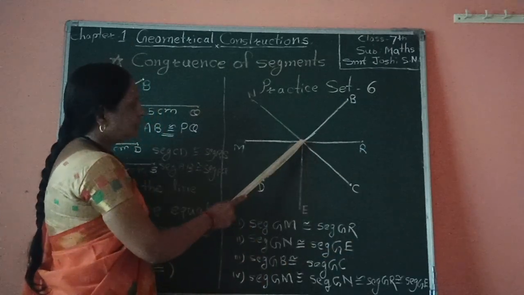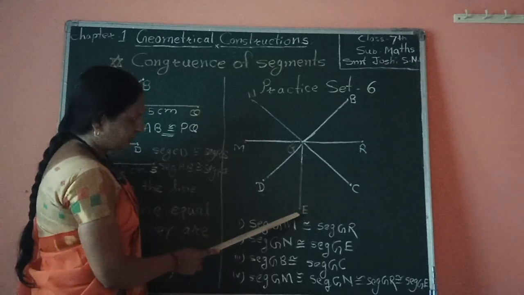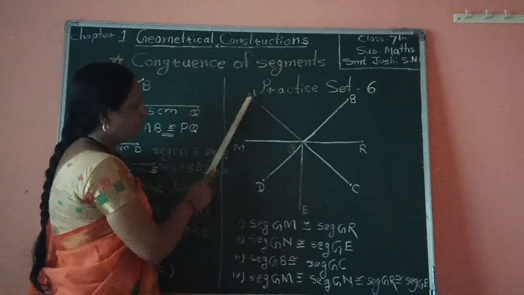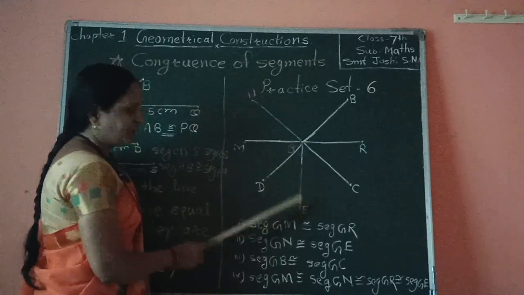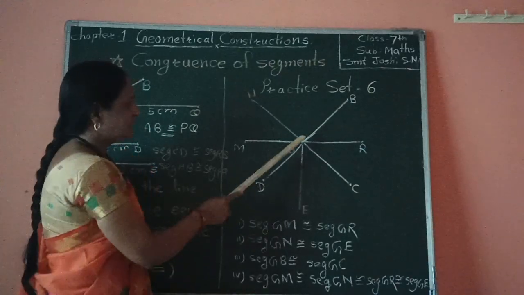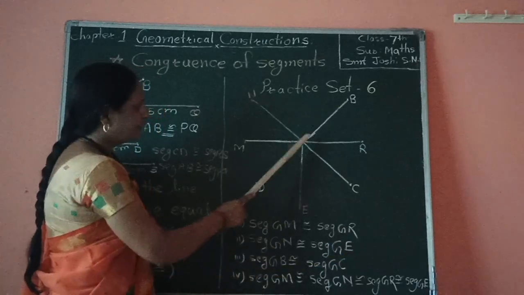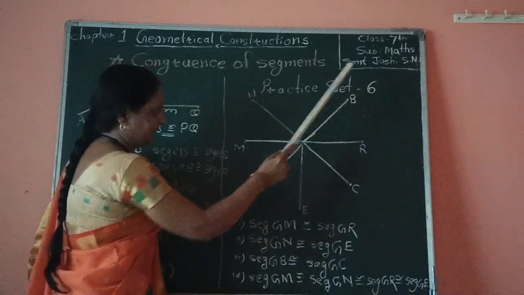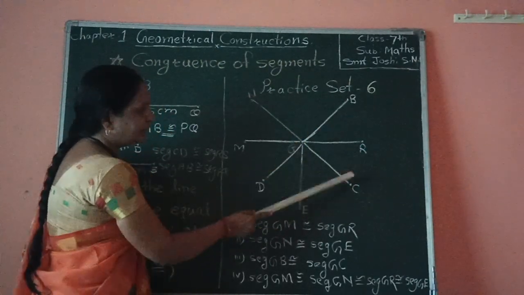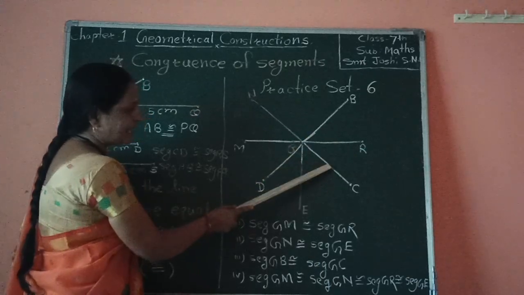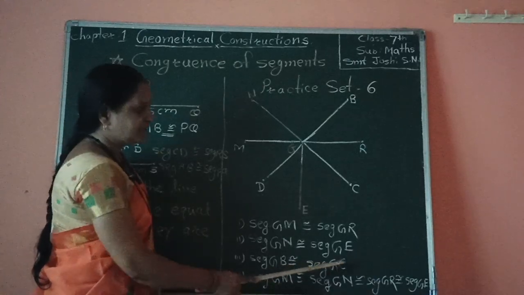And then next, put the divider on GN and GE. You know that the lengths of GN and GE on the divider are equal. Means seg GN congruent seg GE. Then put the divider on GB and GC. The lengths of these two line segments are equal. Seg GB congruent seg GC.